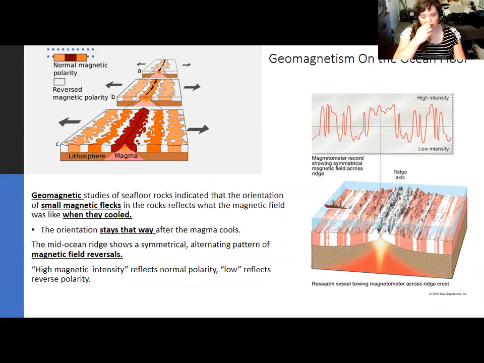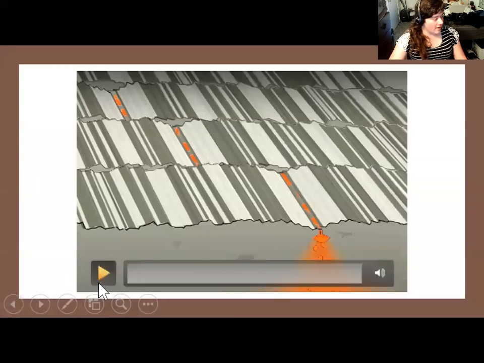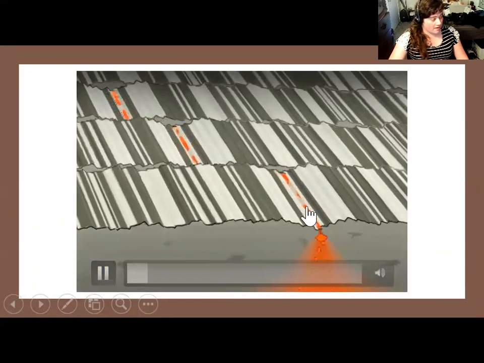And what they find is that on either side of the mid-ocean ridge where the magma is erupting, there's a symmetric pattern. You go from regular to reversed and then to regular going outward. And there's another variation of the animation on the next slide that kind of shows you what I mean.